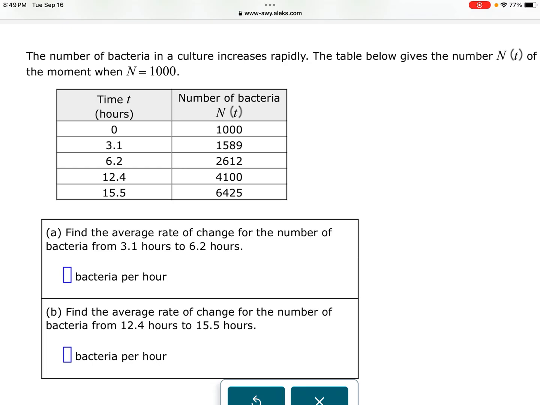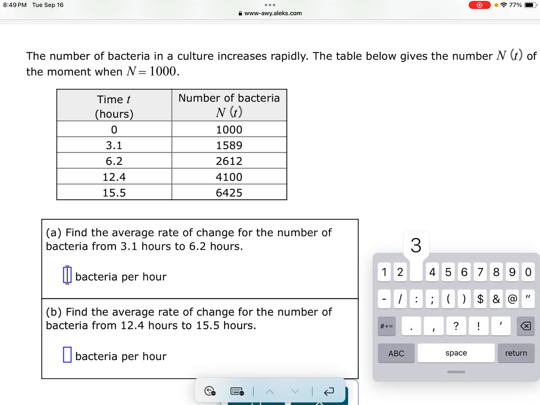Okay, and I've got 1023. Then I'm going to divide that number by 6.2 minus 3.1. And I get 330. So 330 will be the average rate of change there.